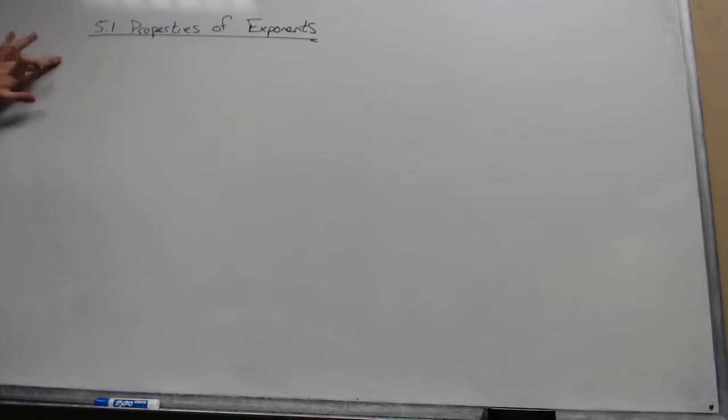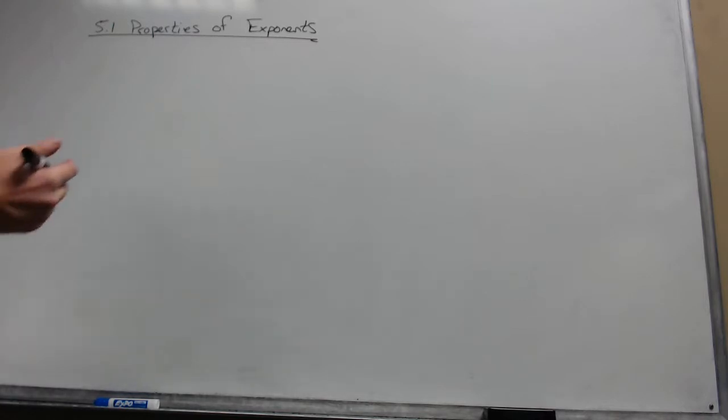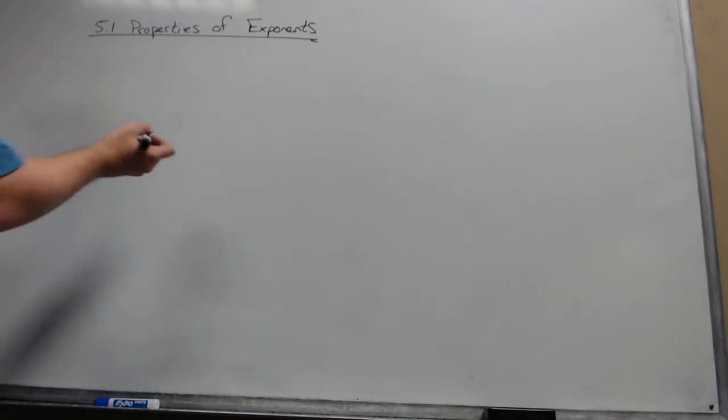Right, so we saw property 1 already was when we multiply terms with the same base, we add their exponents. Now let's look at and try to discover what our second property would be.